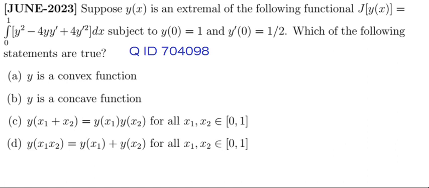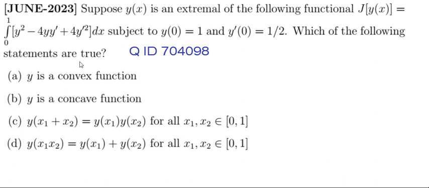This problem is related to calculus of variations, and this is under Part C. Given that the function I of y equals the integral from 0 to 1 of y squared minus 4 y y dash plus 4 y dash squared dx, subject to the conditions y of 0 equal to 1 and y dash of 0 equal to 1 by 2, we need to find which of the following statements are true. This is a Part C question, so we have to solve carefully.